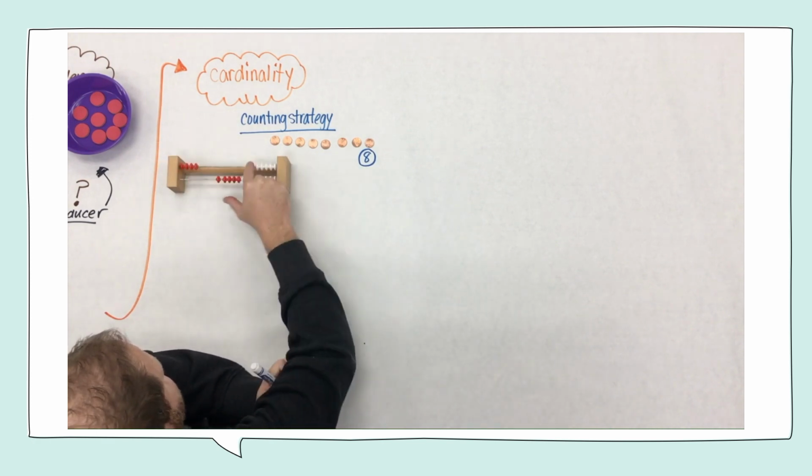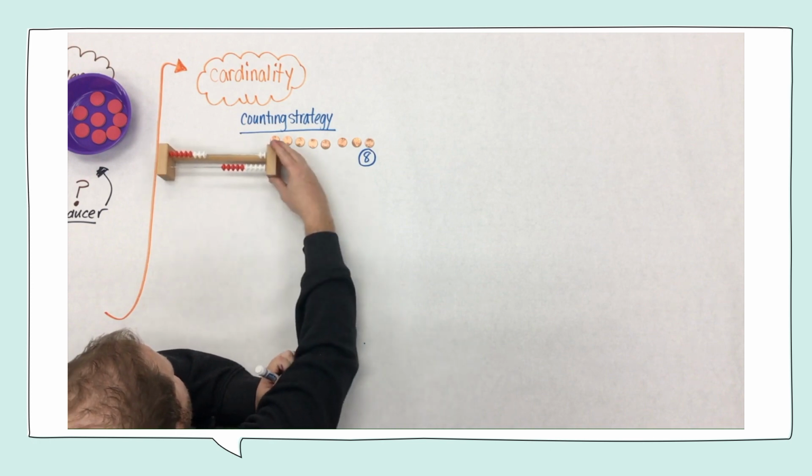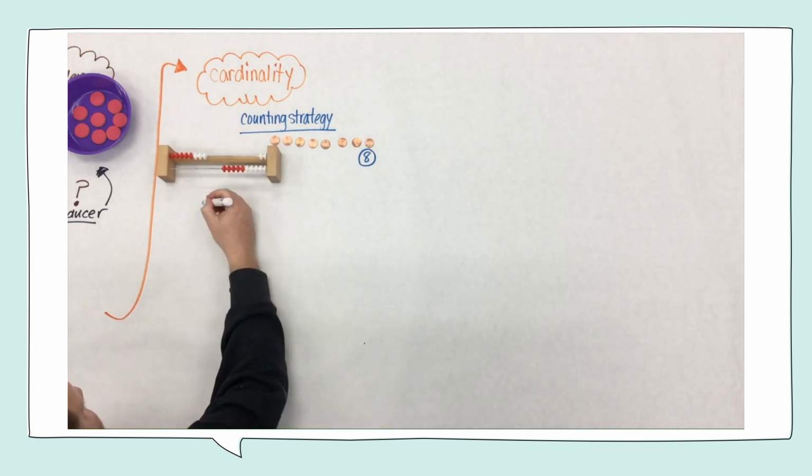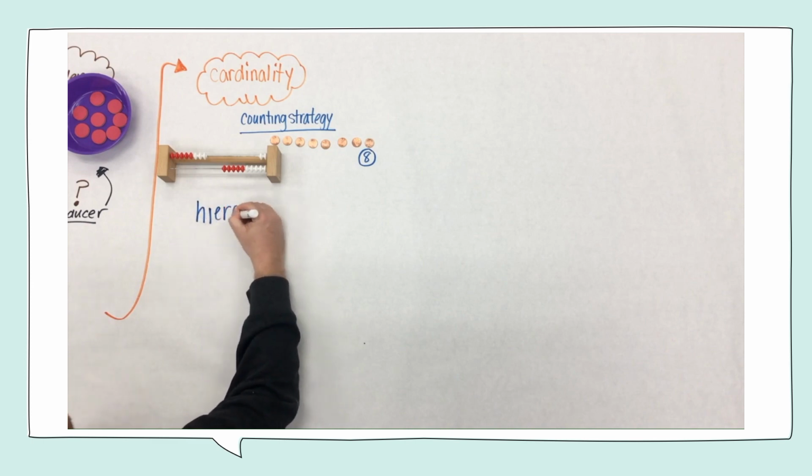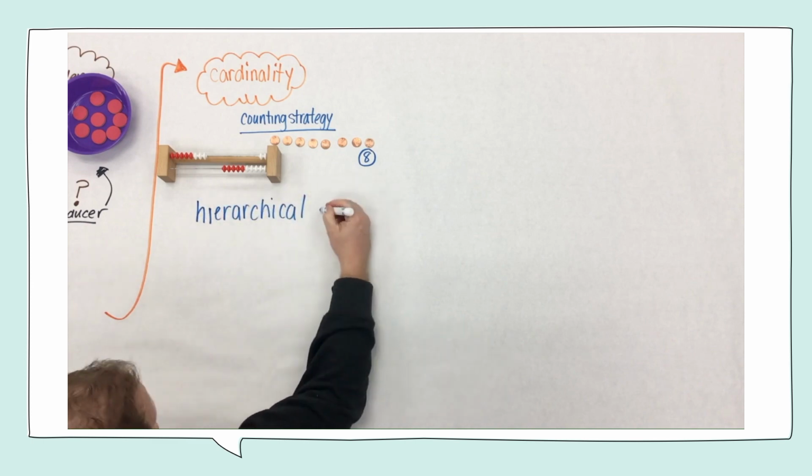This was an example of a counter with the pennies, and on the bottom here with the rekenrek, we have a producer of 8. And they're able to tell you that it's 8 because of the last number. We then move on to hierarchical inclusion.